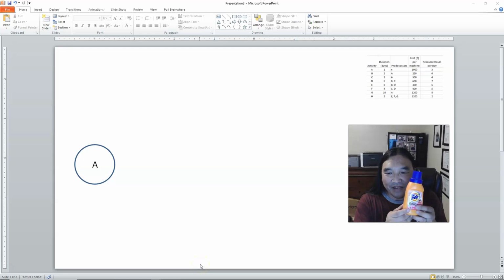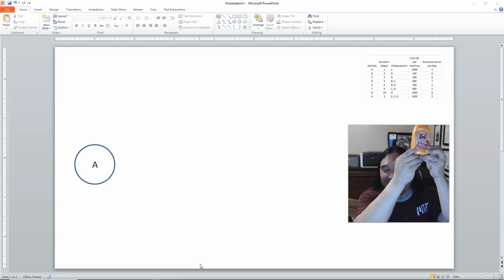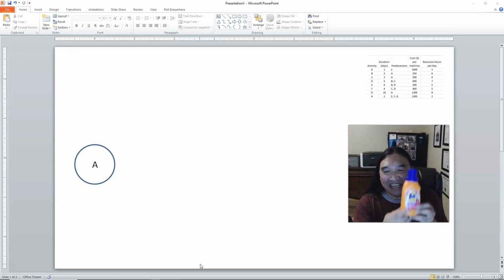Can anyone tell me what this is? It's low tide! And so what's this? High tide, or the tide is high. And what's this? The tide is turning. And the tide has gone out.